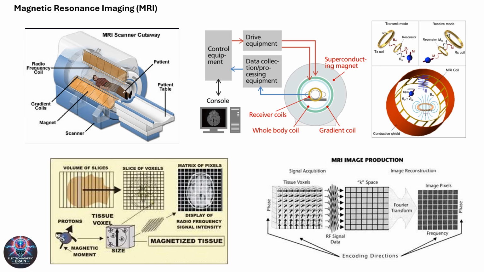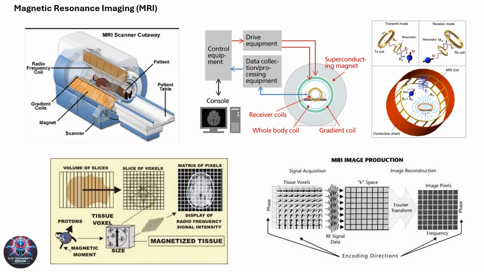Magnetic resonance imaging, MRI, is a revolutionary non-invasive imaging technique, as illustrated by the images on this slide. In the top left, we see a cutaway view of an MRI scanner, which highlights its key components: the superconducting magnet, B0, gradient coils, RF coils, and the patient. Together, these components create a powerful system to generate detailed images of internal structures.